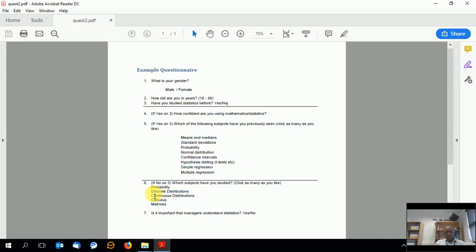we have some options, and question number 3 is known as the branching question, because depending on what you reply, you're going to move on to the relevant questions. I'm going to talk about this later. So this is the set of 7 questions that we have, and the idea is to implement them in SPSS.